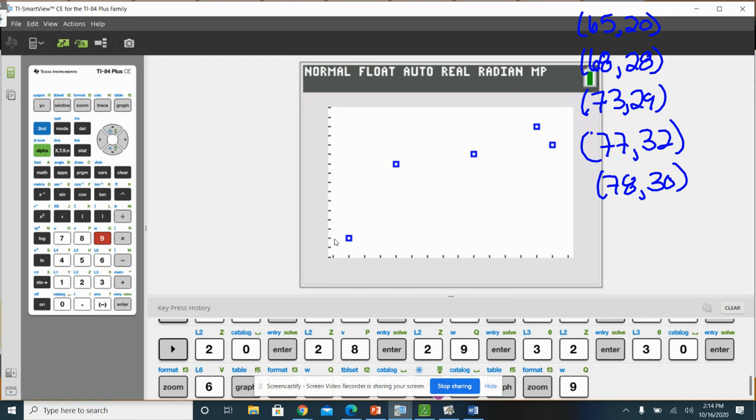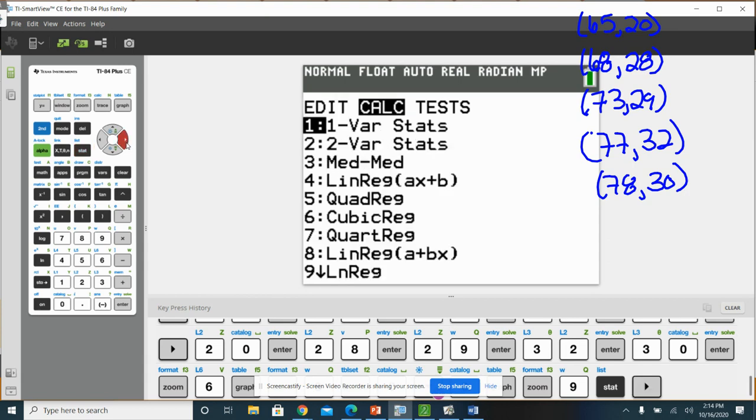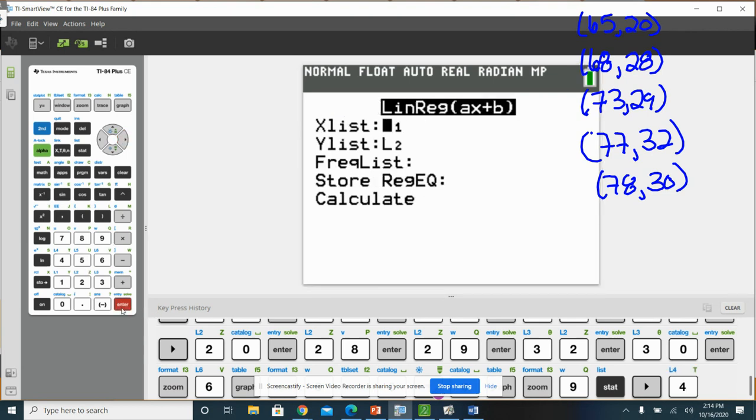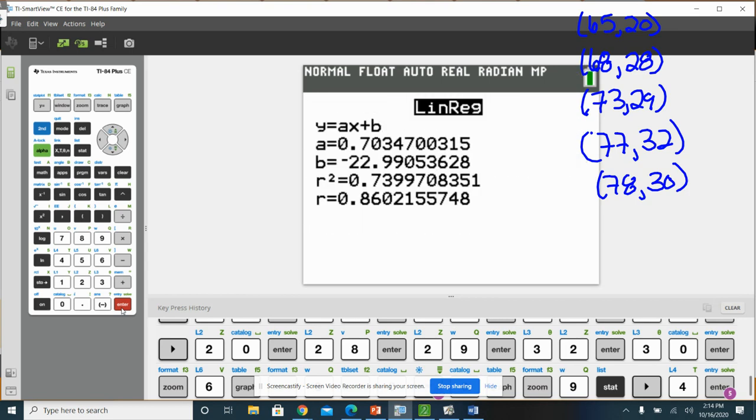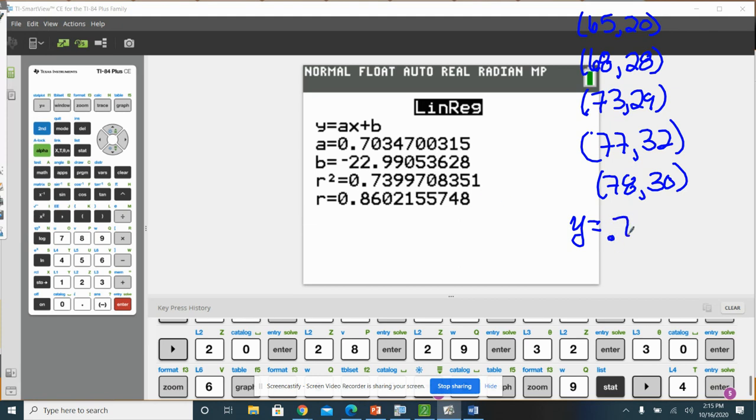So let's find what the equation of the line would be. So let's go to stat. Now you're going to go over to calculate. And we are going to select linear regression, number 4 here, and it says ax plus b. You'll hit enter all the way down, and then it gives me some information. And this is the equation of my linear regression line. So my equation is going to be y equals, we'll say, 703x minus 22.99.